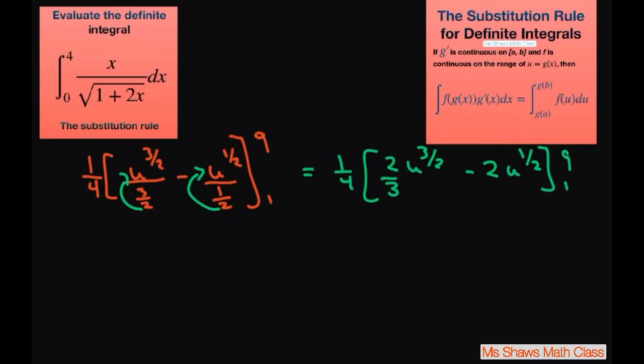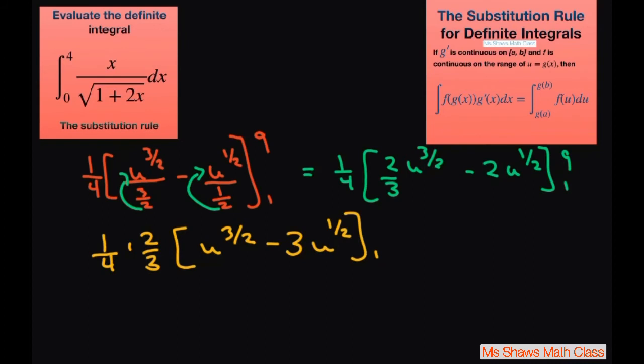You can start evaluating at this point, but it's a little easier if we pull out 2/3. So if I pull out 2/3, I'm going to have to change this part to 3. So this is what I'm talking about. I'm going to write this as 1/4 times 2/3, and then that's going to give me u to the 3/2 minus 3u to the 1/2. And think about it, when you multiply 2/3 times 3, that gives you back your 2. You don't have to do it. It just, for me, makes it a little easier.